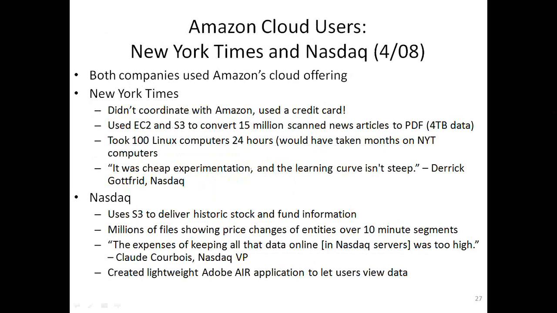Amazon is a leader in public cloud domain. They are number 1 in cloud computing vendors right now. New York Times and Nasdaq have used Amazon Cloud. New York Times digitized all its articles, and it was a very fast and quick conversion, within 24 hours. Nasdaq delivered its stock and fund information through Amazon, and the expense was very, very less compared to the traditional way of doing it.